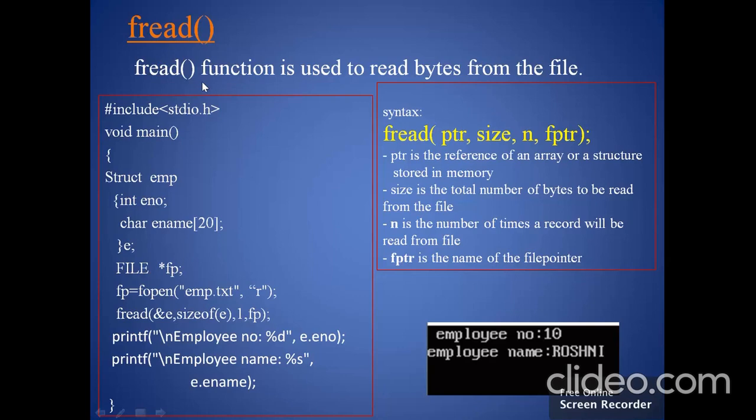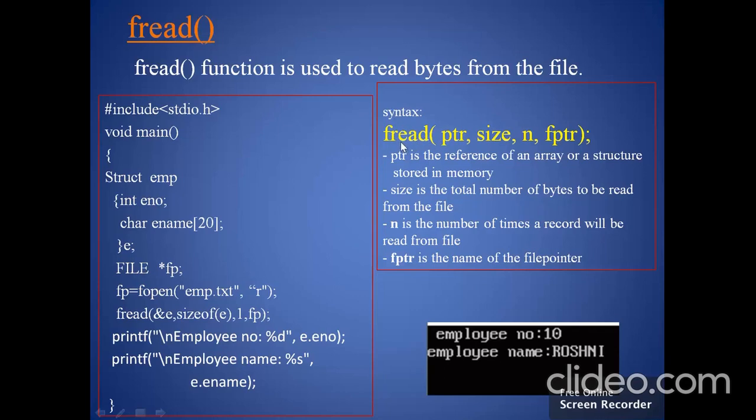We know that the fwrite function is used to write bytes into the file. Here we will have the fread function that is used to read bytes from the file. Then we will see the syntax of the fread function. The syntax of the fread function is very similar to the fwrite function.